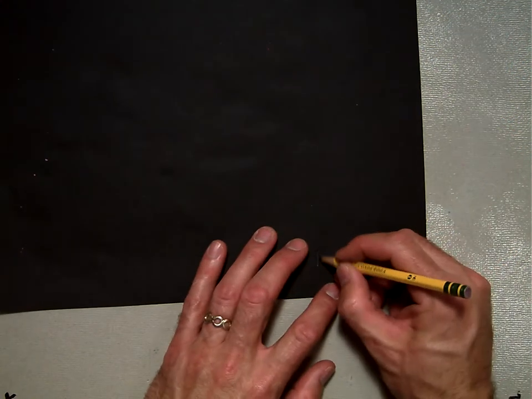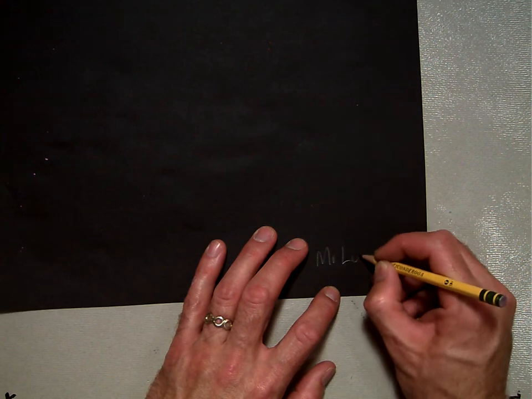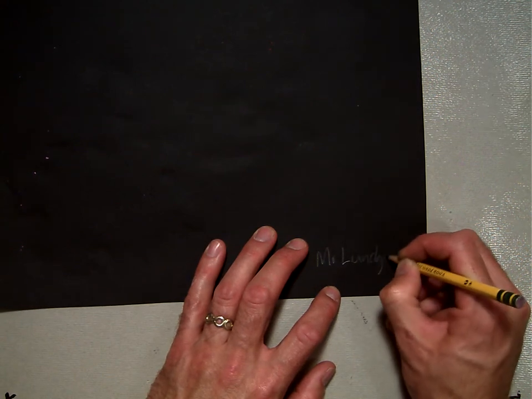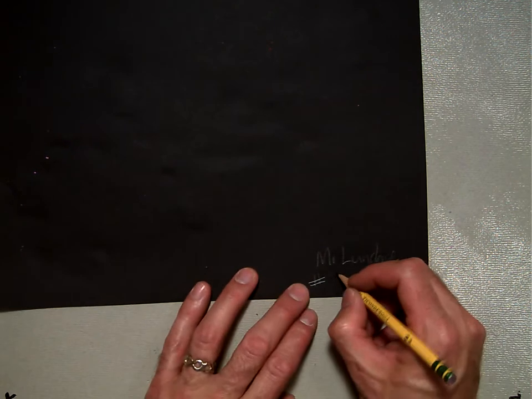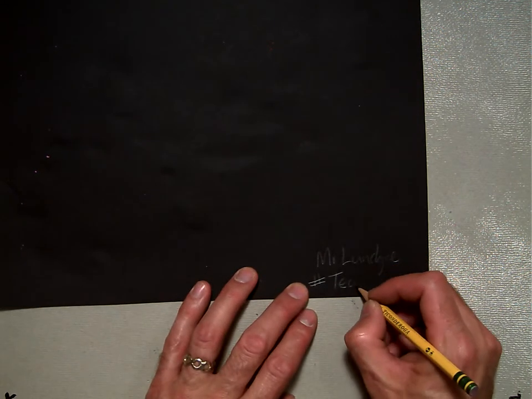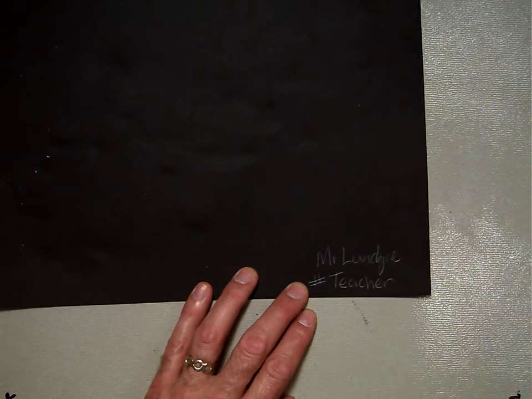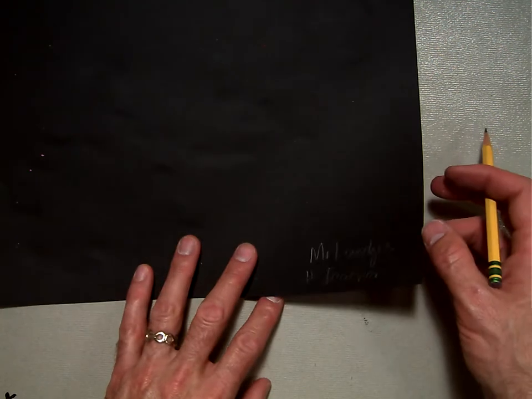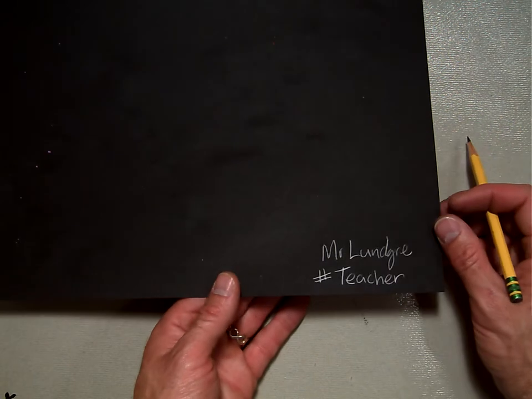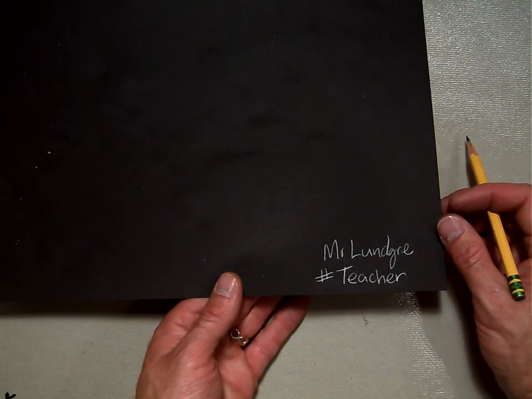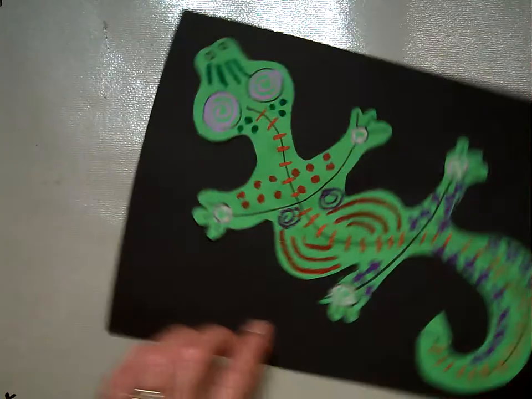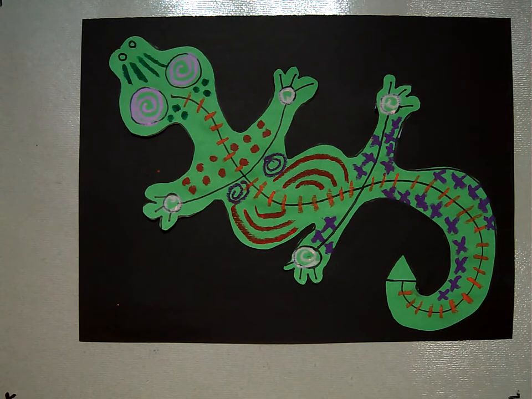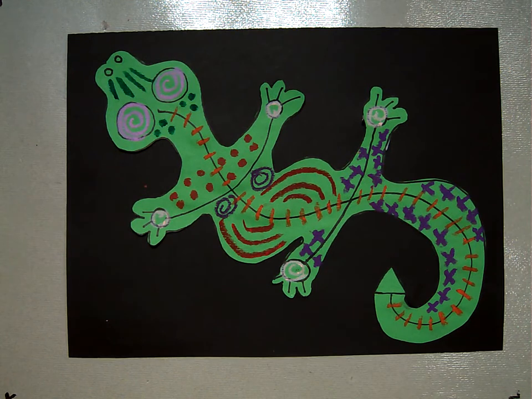My name's Mr. Lundgren. And your teacher's grade number and then your teacher's name. Like that, so that we can clearly see what grade you're in and what your name is, so that when we photograph these for our portfolios, we know who the picture belongs to. And that's how you finish the Follow Me Gecko oil pastel drawing.